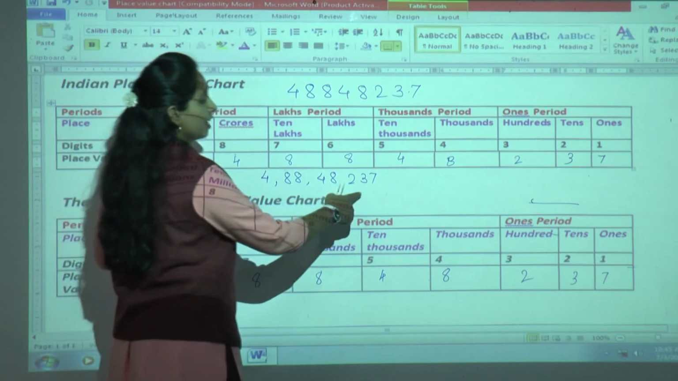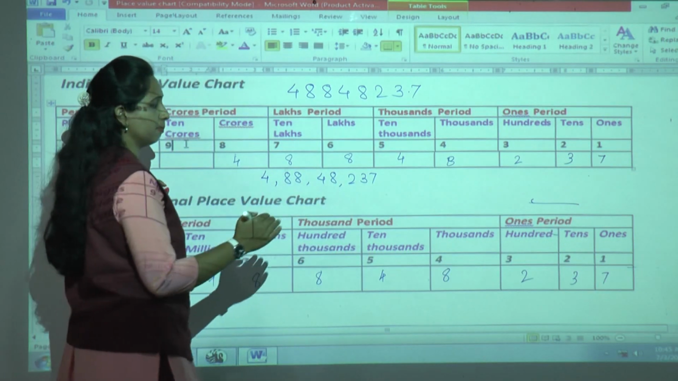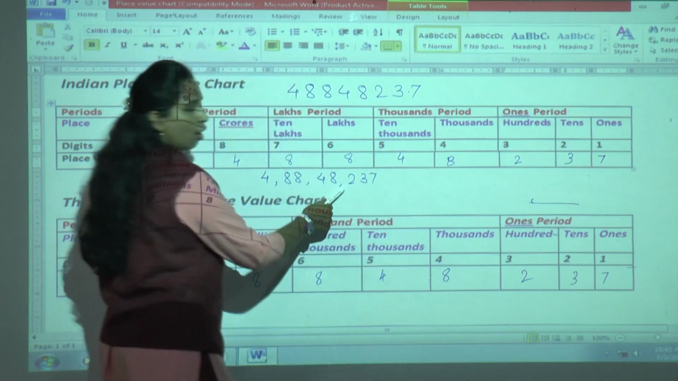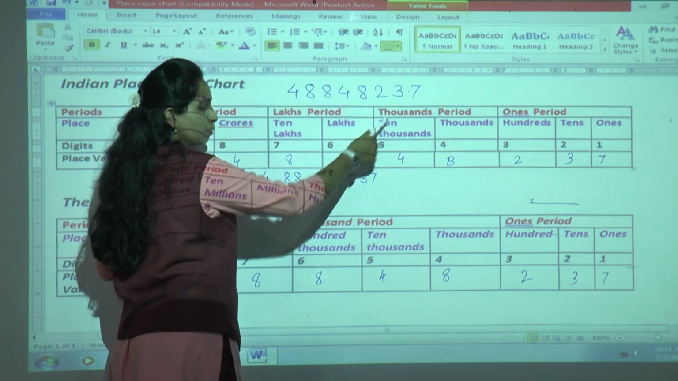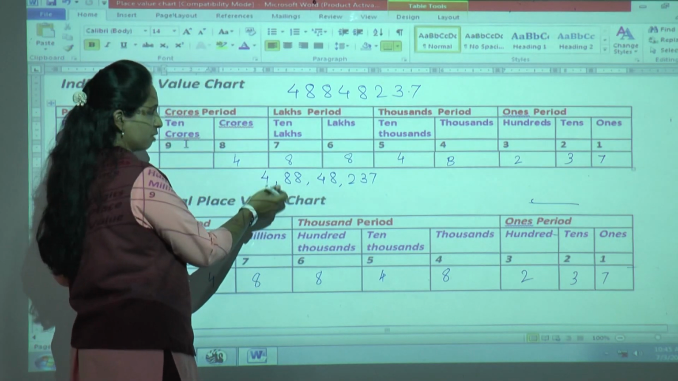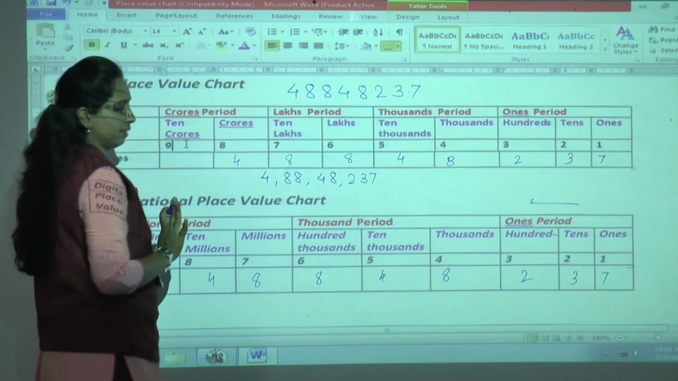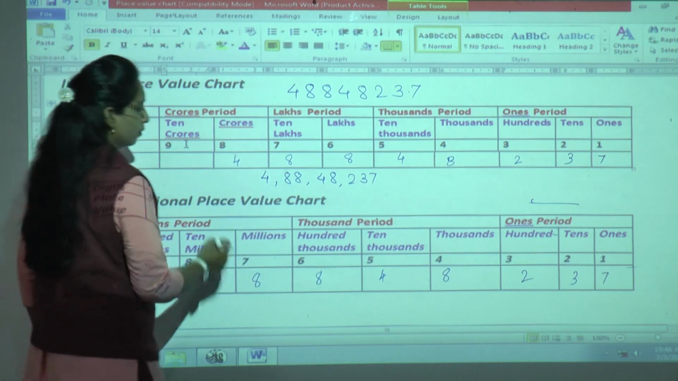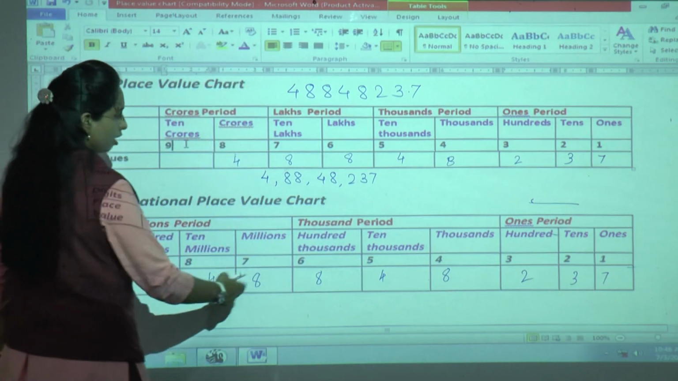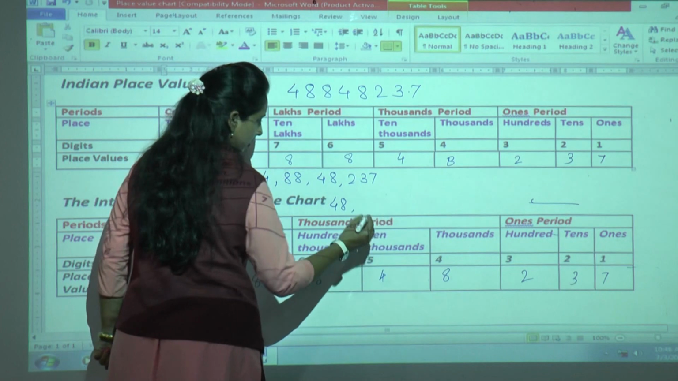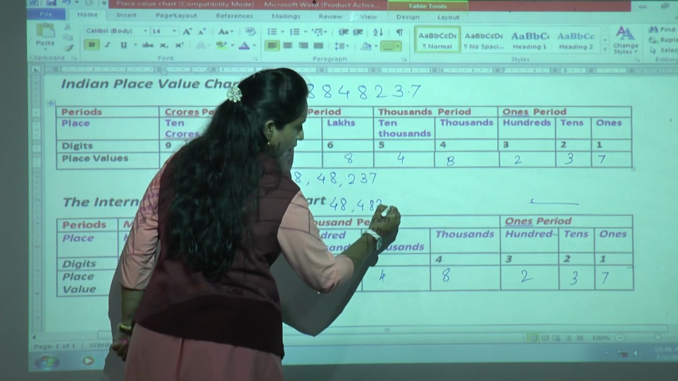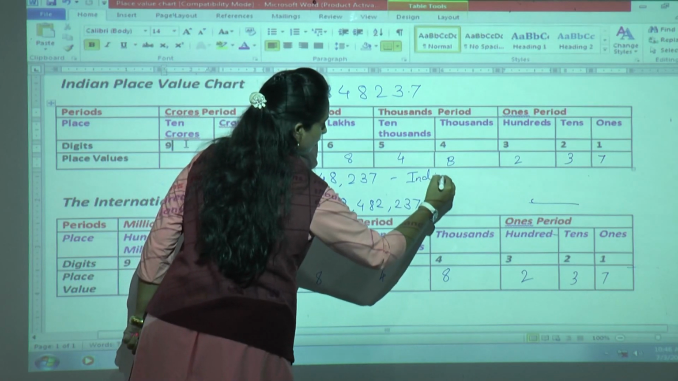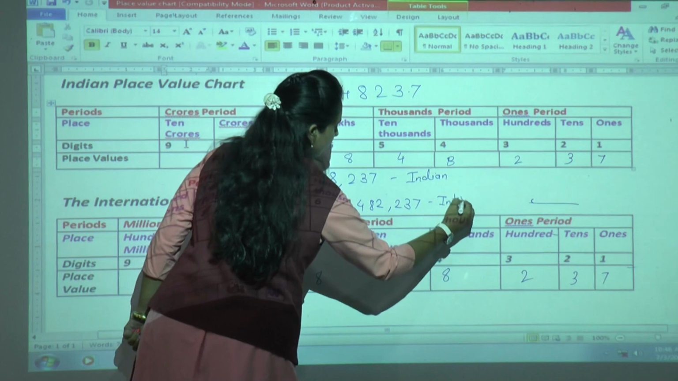Why have I written it this way? You can see we place the comma by looking at the place value periods. From the right side, after the ones period there is a comma, after the thousands period again, and after the lakhs period. Getting? In the same way, if I want to write this number here, I'll mention it: 48,482,237. This is Indian. This is international.